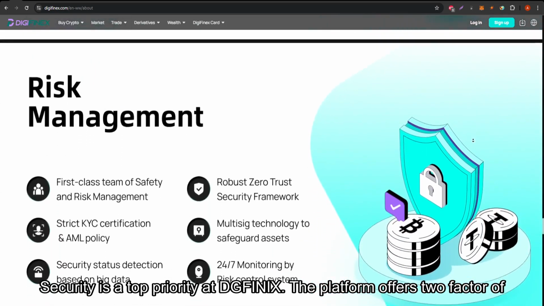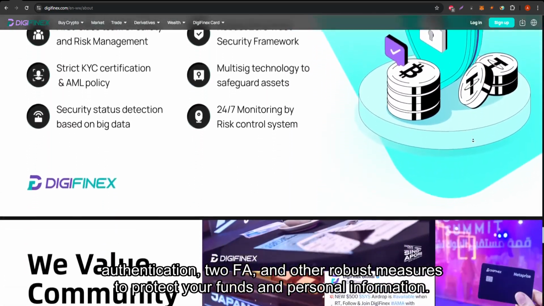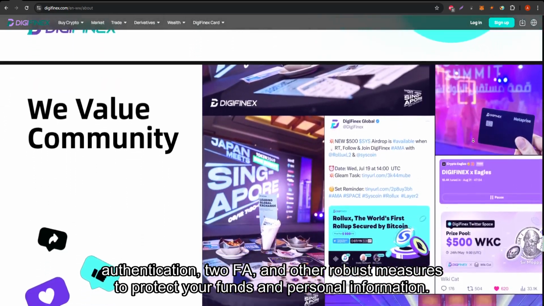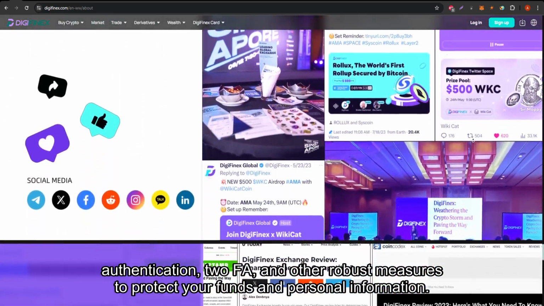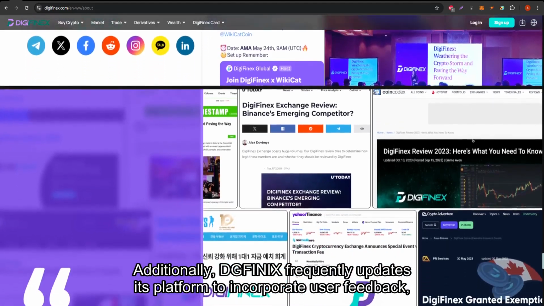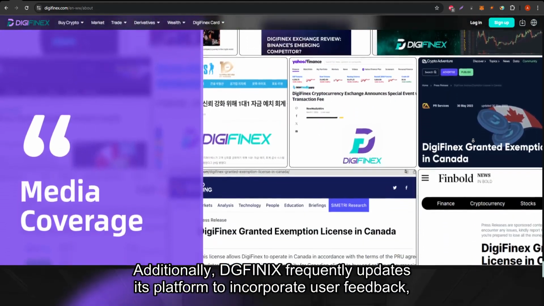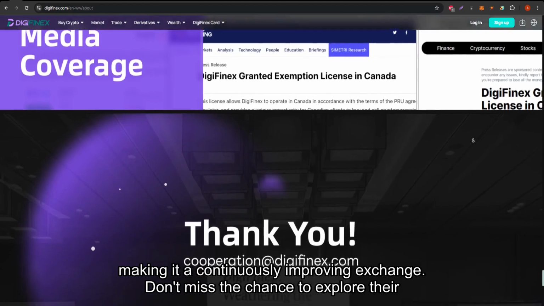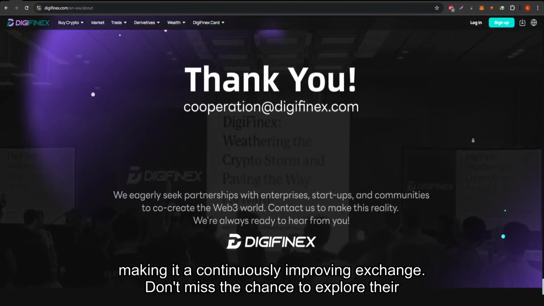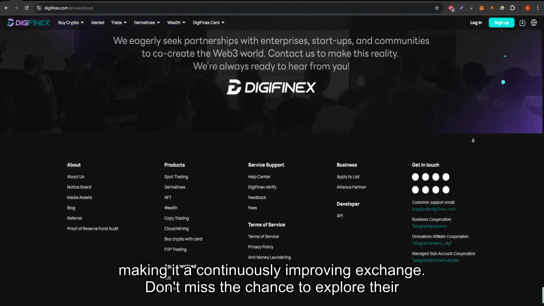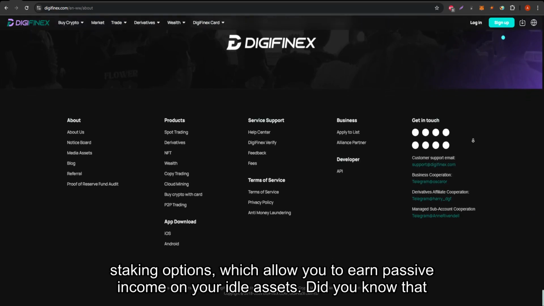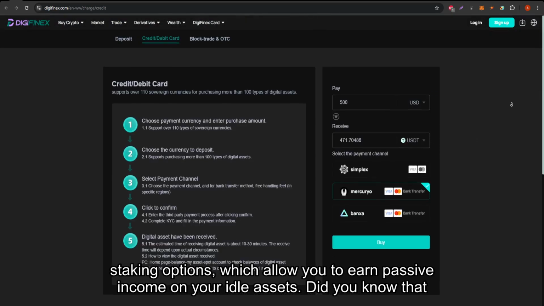The platform offers two-factor authentication, 2FA, and other robust measures to protect your funds and personal information. Additionally, DigiFinex frequently updates its platform to incorporate user feedback, making it a continuously improving exchange. Don't miss the chance to explore their staking options, which allow you to earn passive income on your idle assets.